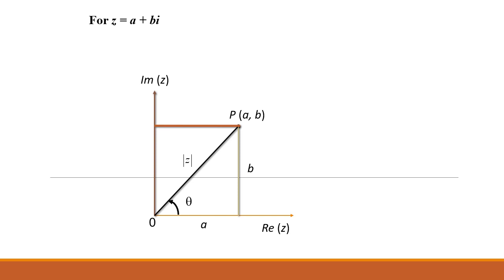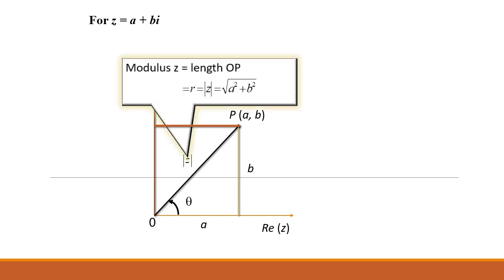So this point (a, b) is the representation of z on the plane. We can have the theta from the real axis. This is the angle between the real axis and the line to the point, and this here is the modulus of z, which is the hypotenuse. So the modulus is equal to what? It is equal to the length of OP. How can we calculate the length of OP? We use the formula square root of a squared plus b squared.